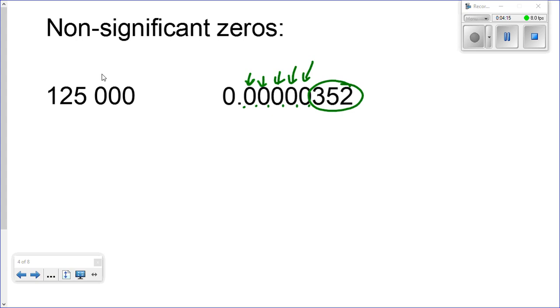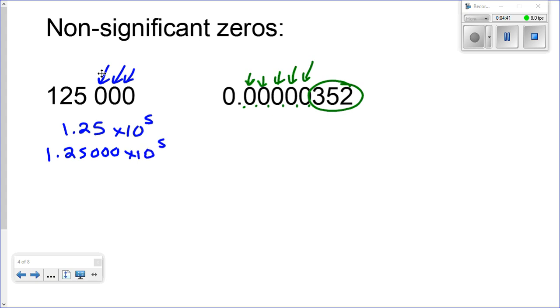The easiest way to save yourself from worrying about these is to look at scientific notation. If we turn these two numbers into scientific notation, we get 1.25. If we don't need these zeros, we don't have to write them. We just put in our times 10 to the power of 5. If we wanted those 3 zeros to be significant, we would write 1.25000 times 10 to the power of 5. And we could do anything in between.